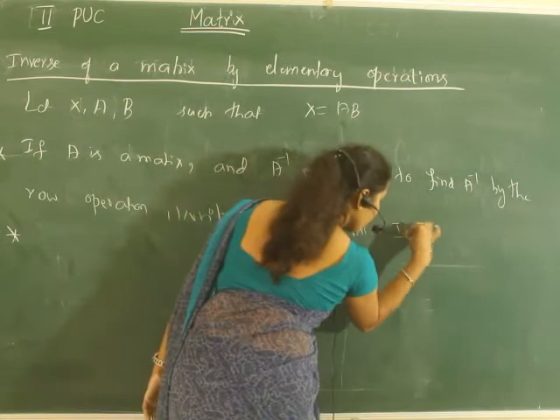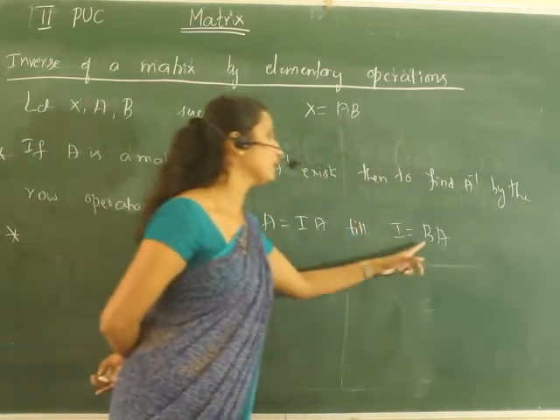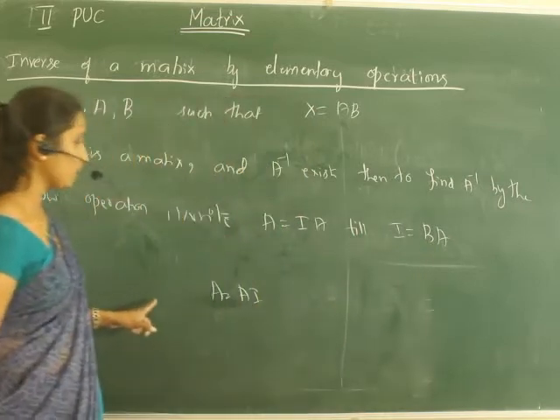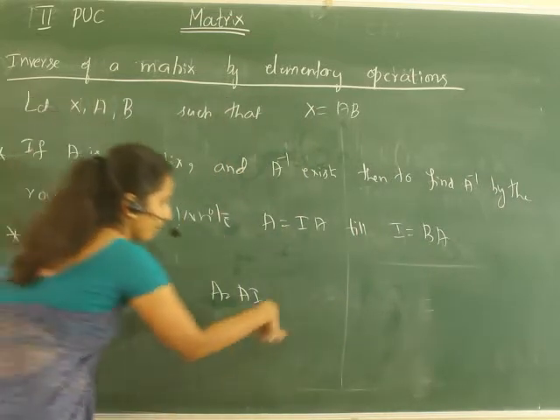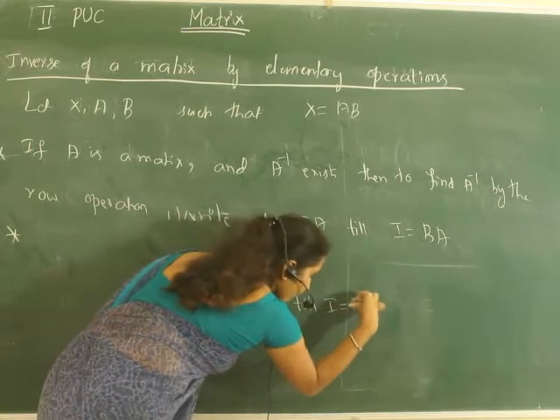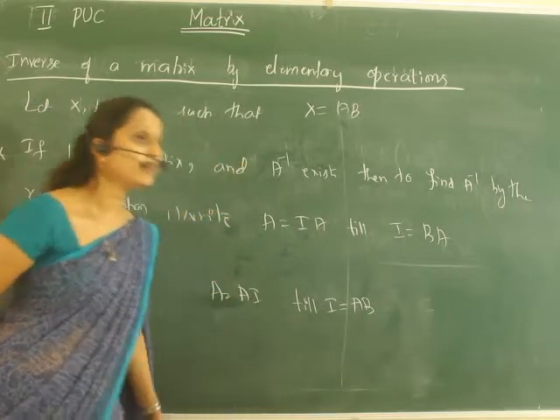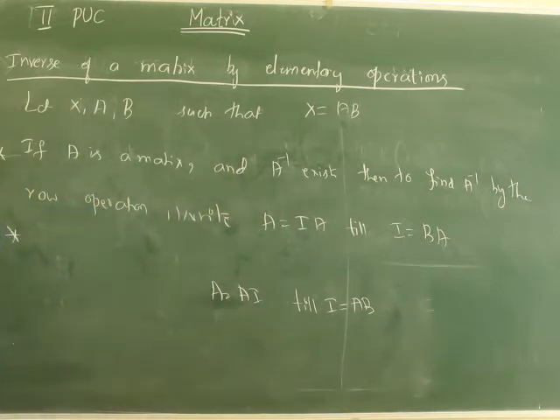Till I is equal to B into A, then B is called the inverse. Here A is equal to IA till I is equal to AB. Here B is called the inverse of the given matrix. So this is the main method.